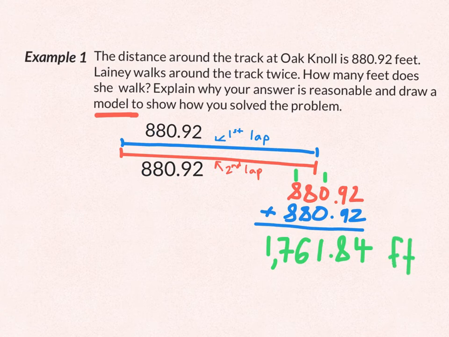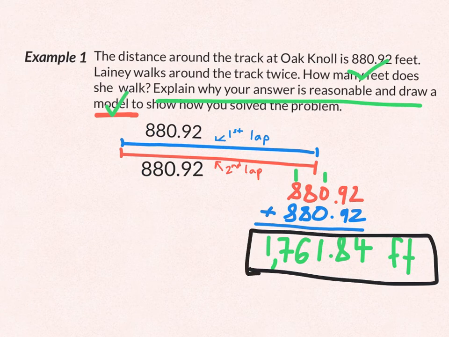So we've now got 2 out of the 3 parts of our answer finished. We have the model, we have the solution, how many feet does she walk, and now we need to explain why our answer is reasonable. So what they're really asking us here is, can we make an estimate that would show that this is a reasonable answer without going through and checking all of our addition again?